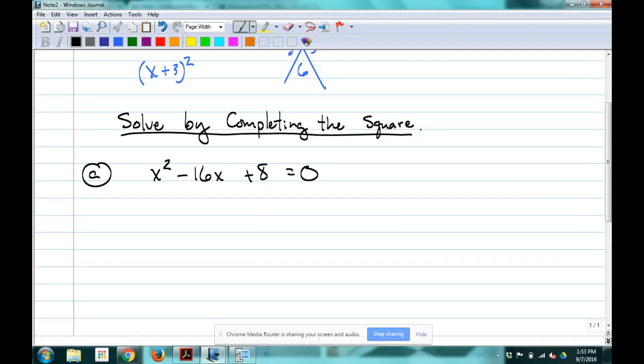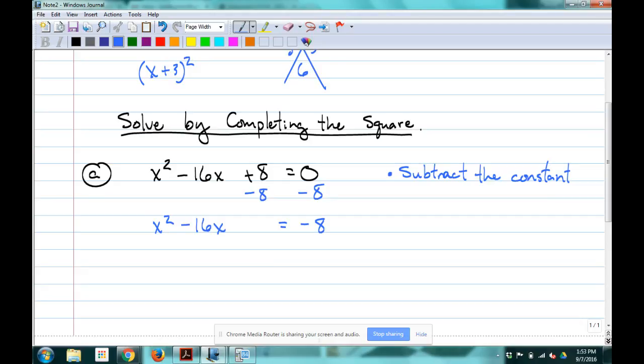So the method you want to use for completing the square is first subtract the constant. I'm going to write the steps over here on the side. Subtract the constant. That means the plain number. Subtract that, and get x squared minus 16x. I'm going to leave some space, and I'm going to have the minus 8 over here. I'm leaving space there for a reason, because I'm going to use that space to complete the square.